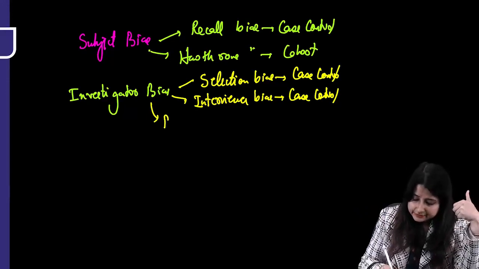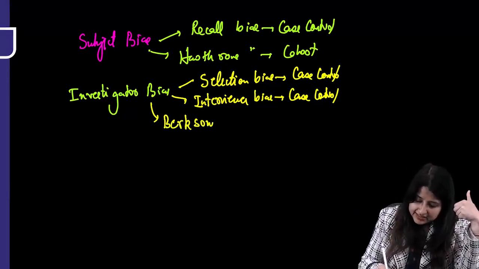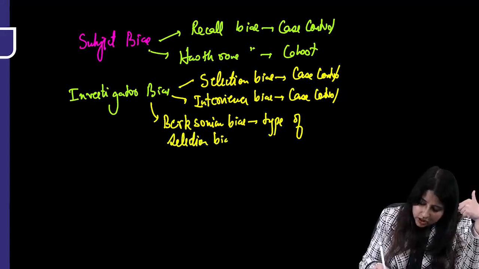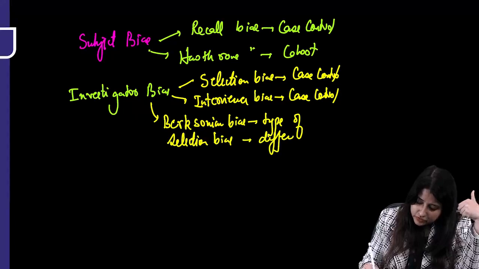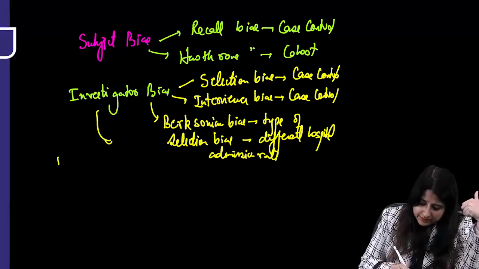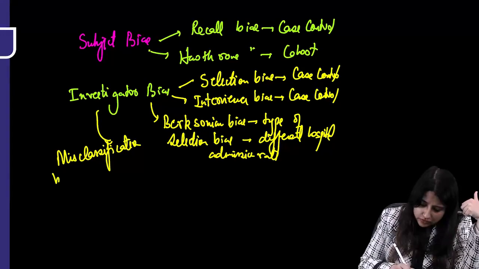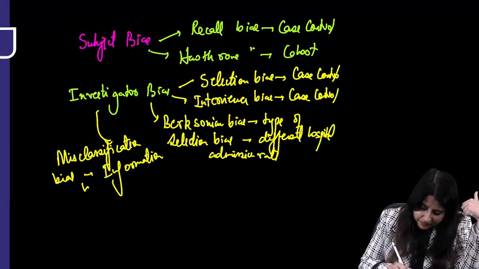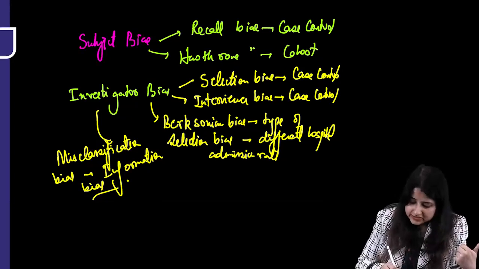Then you have Berksonian bias. This Berksonian bias is actually a type of selection bias only, and it occurs due to different hospital admission rates. One more you can remember is misclassification bias, also known as information bias. The exposed have been wrongly classified into non-exposed. This is seen in a cohort study. These are some types of bias.